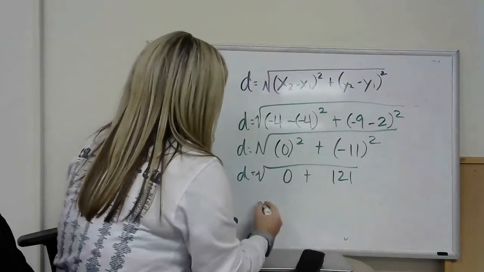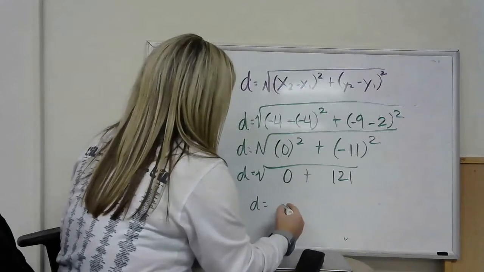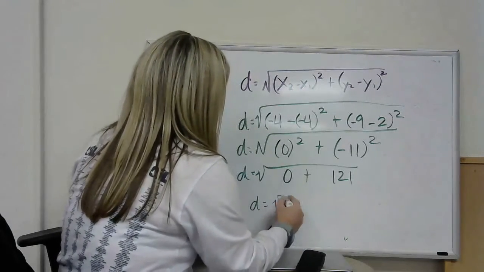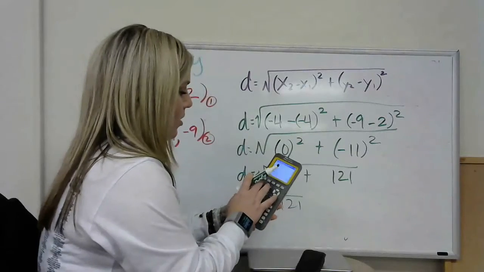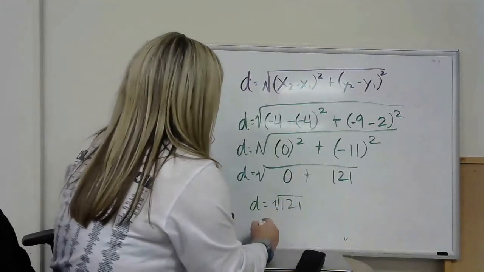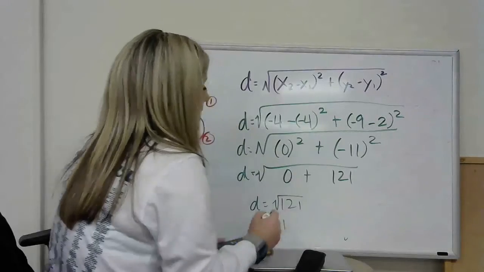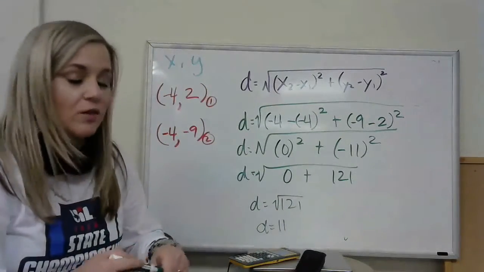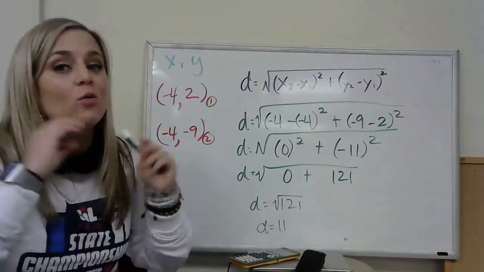Okay, 0 plus 121 is 121. And we need to do the square root of that. Y'all should know what the square root of 121 is. 11. So the distance on this one is 11, okay? So if you didn't get 11, raise your hand.